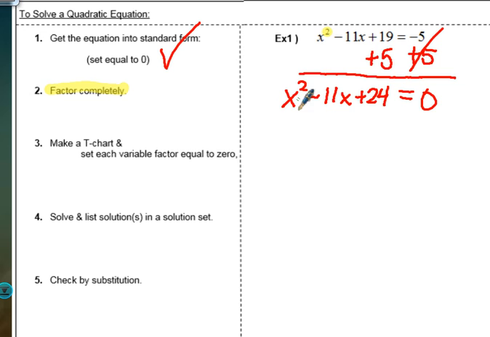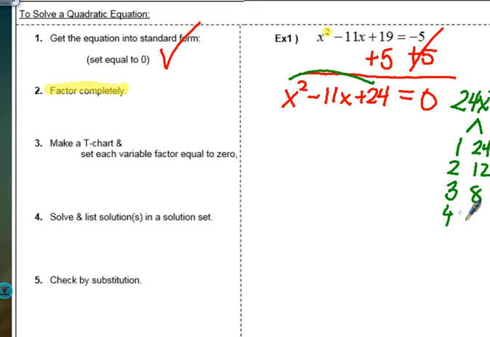So let's ask ourselves when we look here, is there a GCF? In this case, the answer is no. Can we factor this using the dots method? No, because it's a trinomial. So that means we are going to use the AC method. Let's list the factors of 24. And now we have to find which combination can get us to -11 when we add them up.